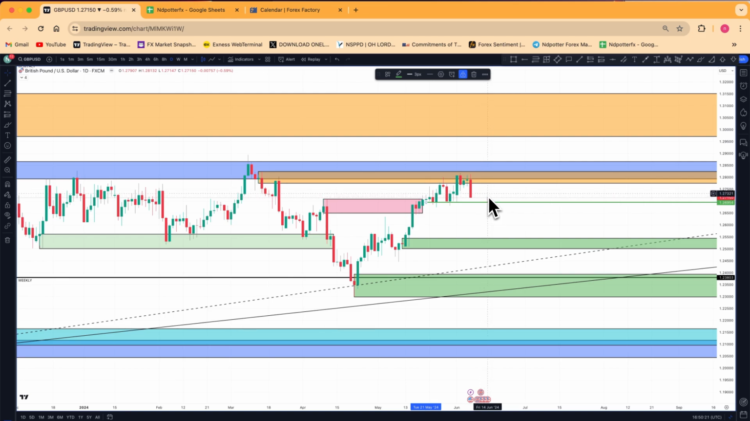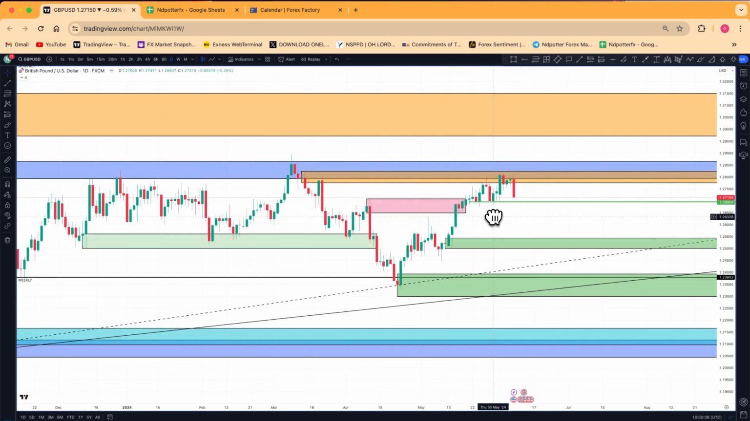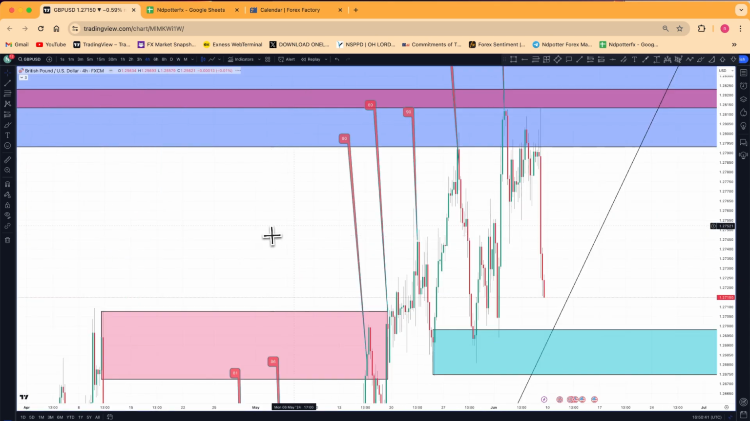there is a possibility by Wednesday, if the data release goes in favor of the dollar, that we will be shorting this market for just a short time, selling here to come to this demand zone here. Let's look at what is going on the 4-hour time frame.